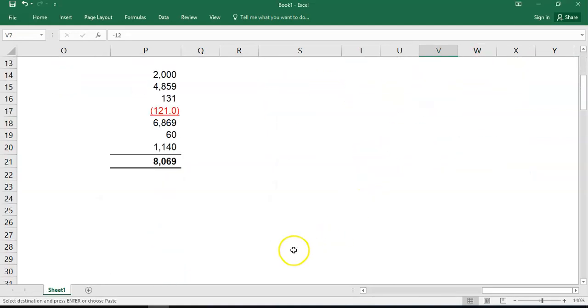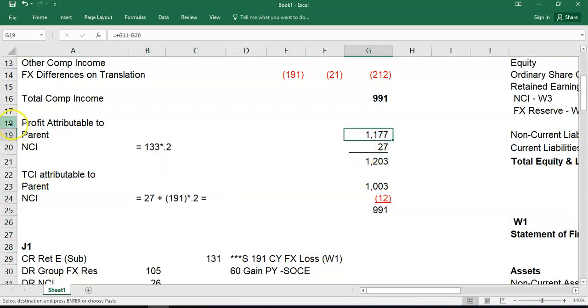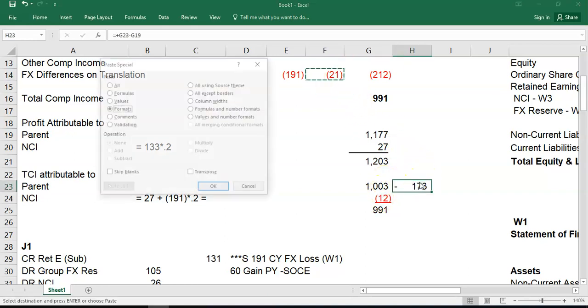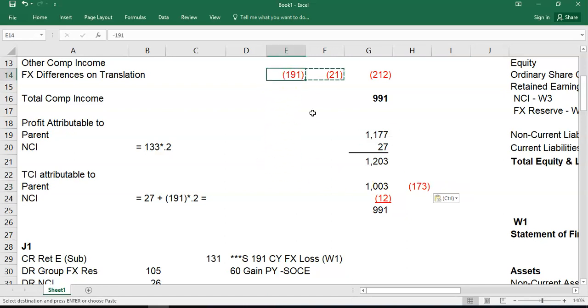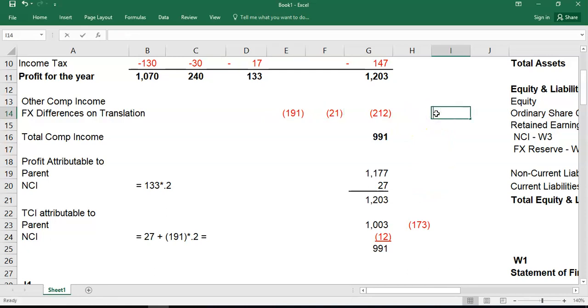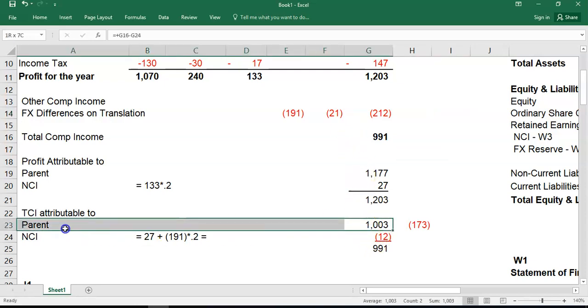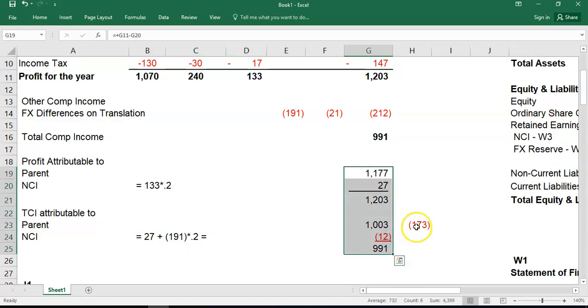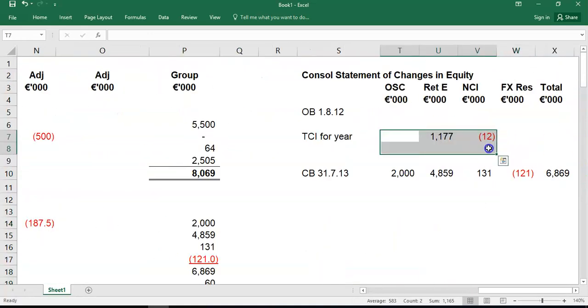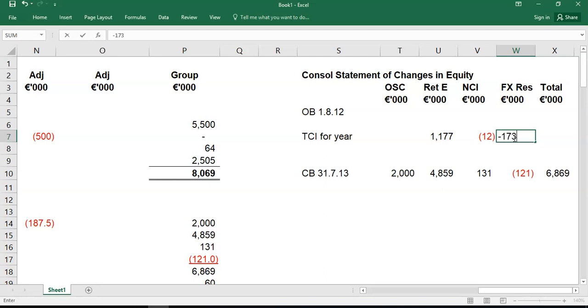The FX reserve then, be careful, that comes from the difference between 1177, the profit share to the parent, and the TCI share to the parent, which is a loss of 173. Now, if you want to figure out where does that 173 come from, it is technically 80% share of the 191. So minus 191 times 0.8 and 100% share of the 21. Now 174, 173, there's just rounding going on. But that's important that you don't just put this is not the parent's share of profits. What's mixed in there is the FX reserve and the profits which go to retained earnings. So be careful when you're translating this into the statement of changes in equity. So we put in there the FX reserve minus 173.